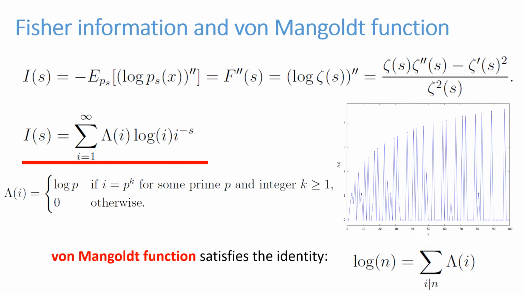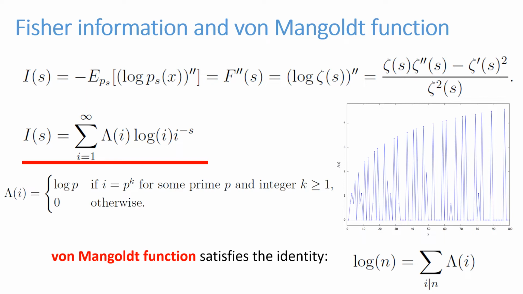A very interesting rewriting of the Fisher information can be done by using the so-called von Mangoldt function, which is often used in number theory. The von Mangoldt function of i is defined as log p if i equals p to the power of k for some prime number p and integer k, and 0 otherwise.